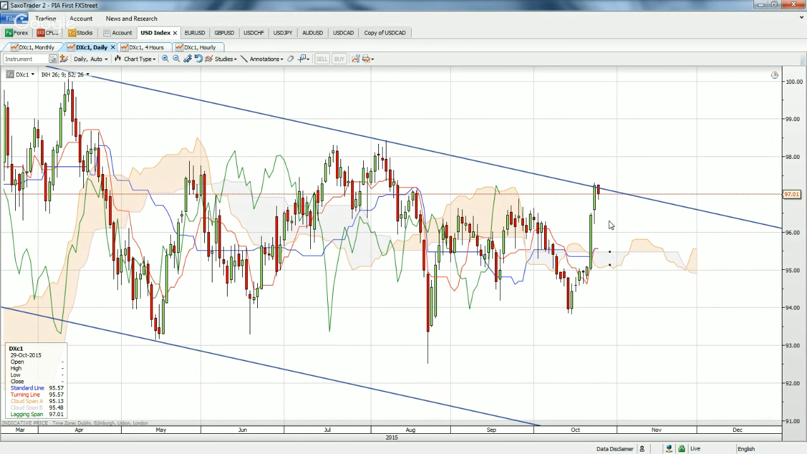Has anybody got any questions about the dollar index before we start moving over to the main currency pairs? Nope. Okay.